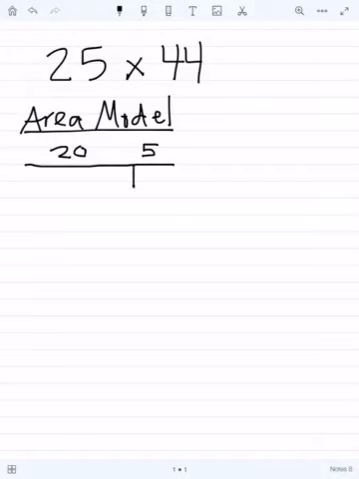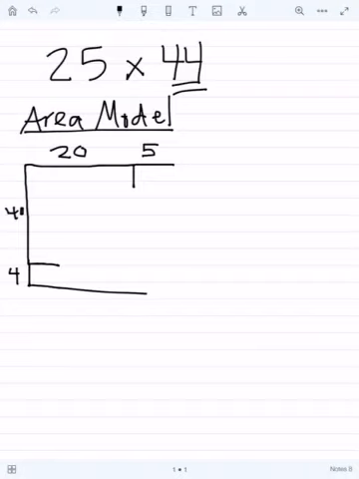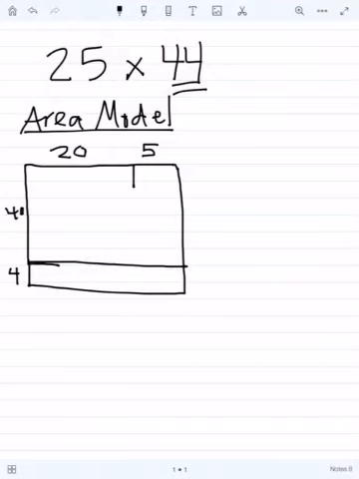Okay? And then I'm going to get the other side of the rectangle as 44, and so I'm going to have a 40, and I'm going to have part of it be 4. So 40 is the bigger part, 4 is the smaller part, and now I finish my rectangle. I finished my parts all the way across, and now I have 4 parts inside the rectangle. And now I'm going to go through and label each part.